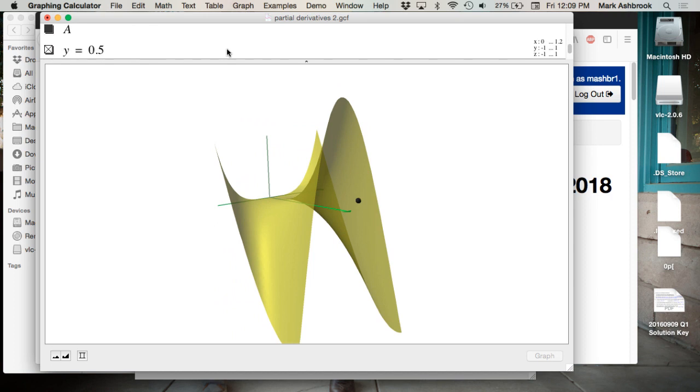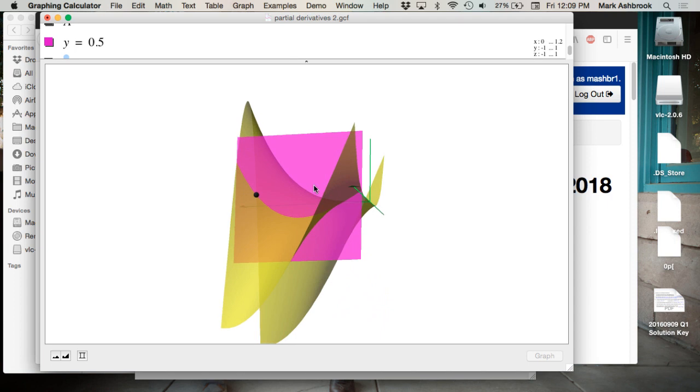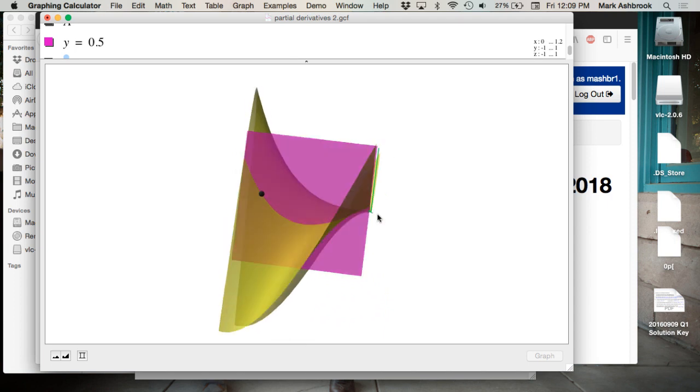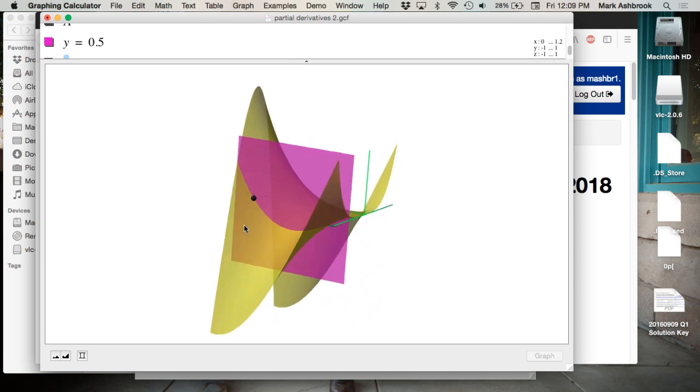So I'm going to turn on the plane y equals 0.5. And so all we care about is the trace on that surface that you get when you intersect y equals 0.5. So this is keeping y constant on that surface. It follows that trace right there. Do you see that? So now x is to the left and y is coming out at us, right? See that? So before we plug in and get this partial with respect to x, what do you expect the result to be?